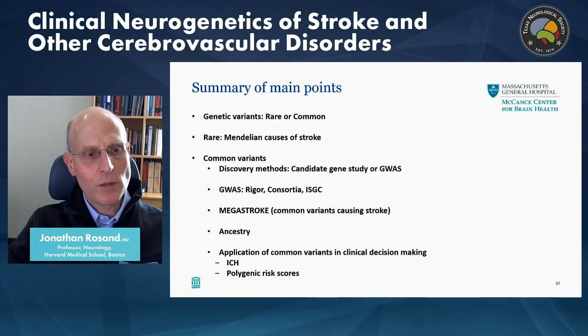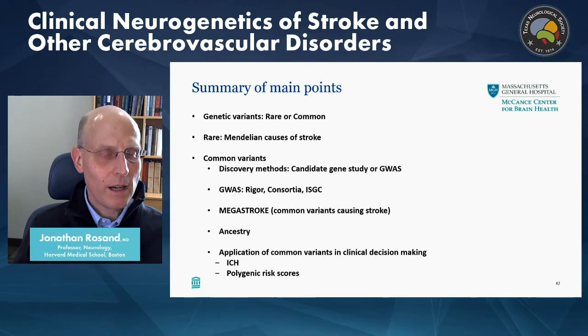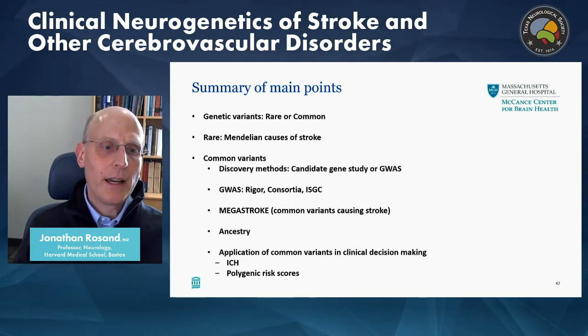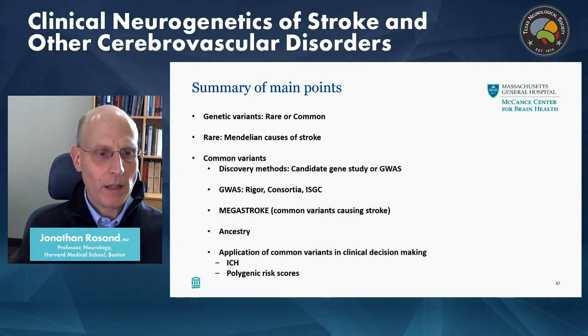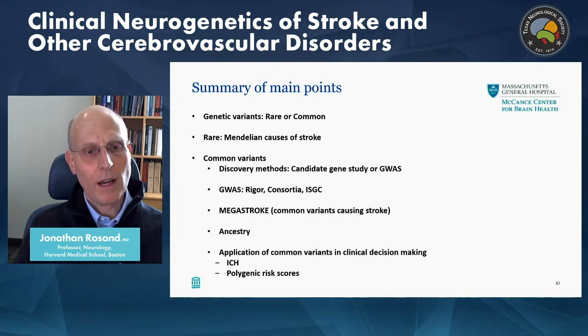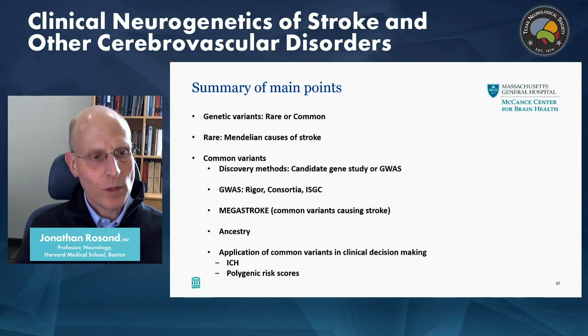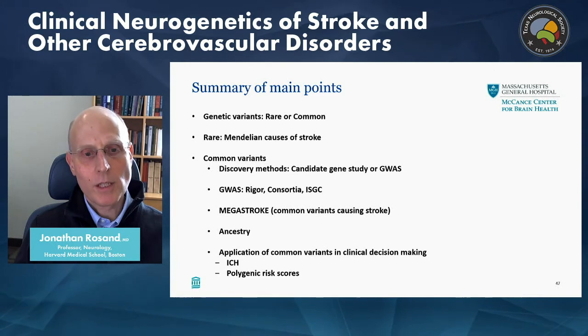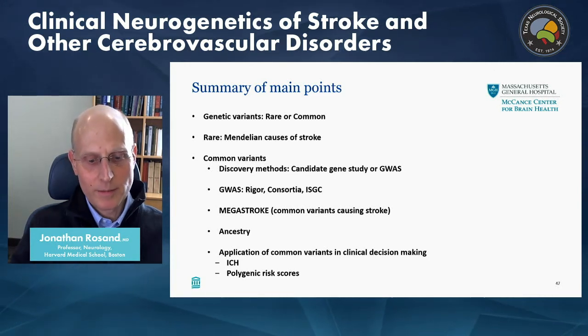We talked about the importance of studying individuals from all ancestries before we can begin to really apply what we're learning in the clinic. And we talked a little bit about how we might use common variants in clinical decision making as more and more of our patients come to us with their genomes already sequenced.